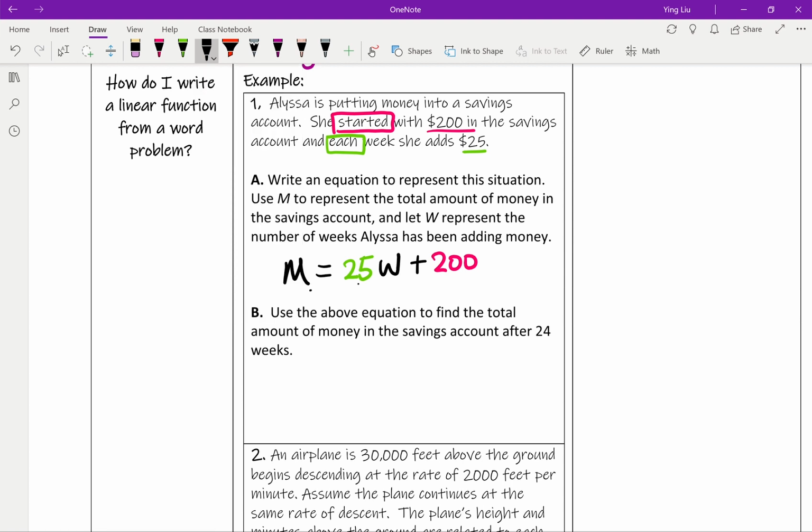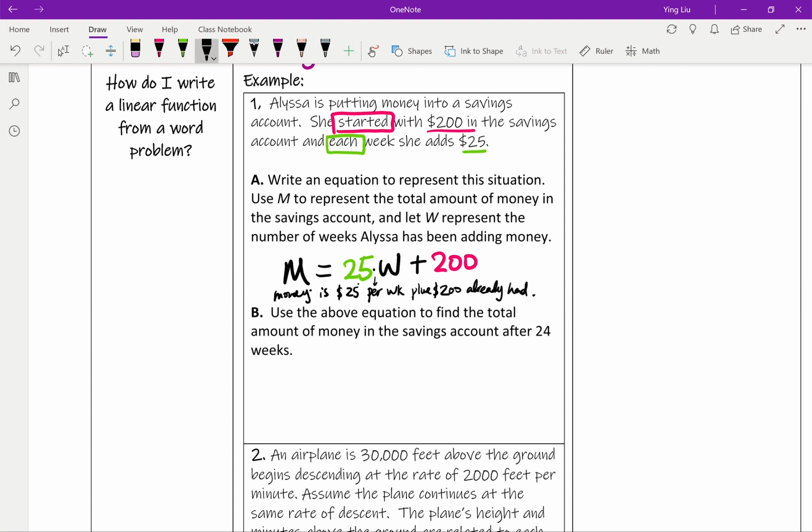Now to check if it makes sense, we can read the equation as a story. So let's see if that checks with our story. We're saying that in this equation, M, the money, is $25 per week, because when we multiply, that's per, $25 per week plus the $200 that she already had. Is that the story that's in this word problem? Yep, that checks out. So that's how we know the equation works.